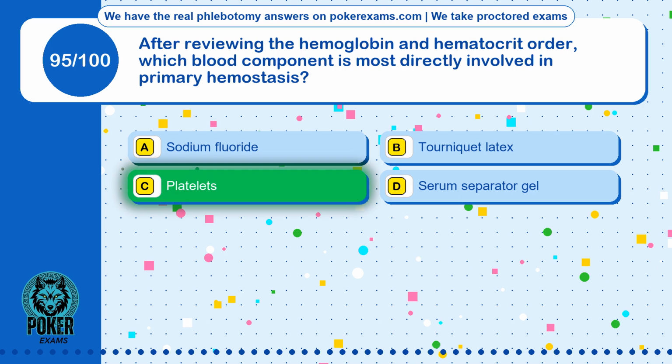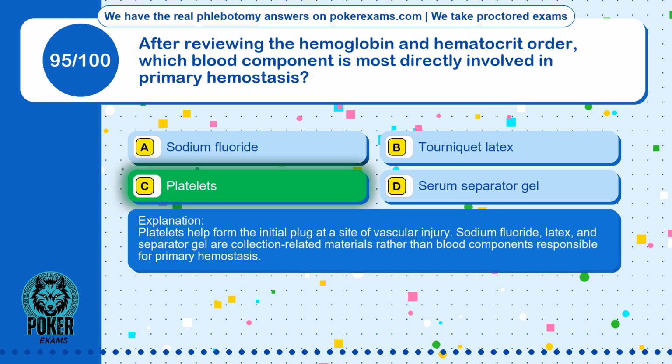The correct answer is option C. Platelets. Platelets help form the initial plug at a site of vascular injury. Sodium fluoride, latex, and separator gel are collection-related materials rather than blood components responsible for primary hemostasis.